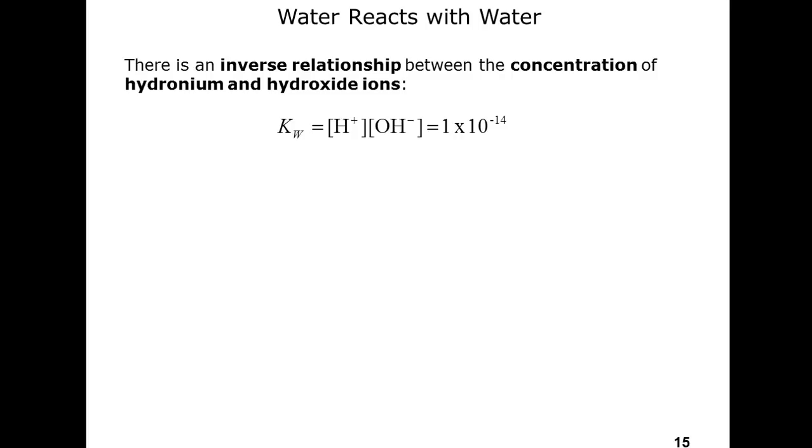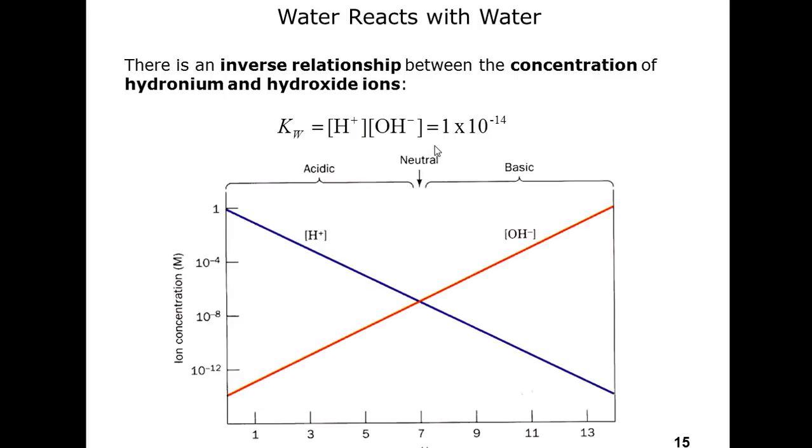When we look at the equilibrium expression for water dissociation, K sub W, we see right away that there's an inverse relationship between the two concentrations. This is represented graphically in this chart. We can see that as the H+ concentration goes down, the OH- concentration must go up.